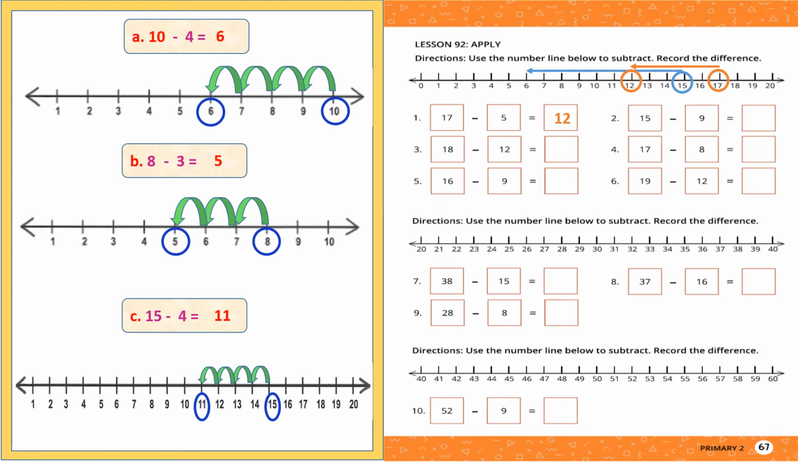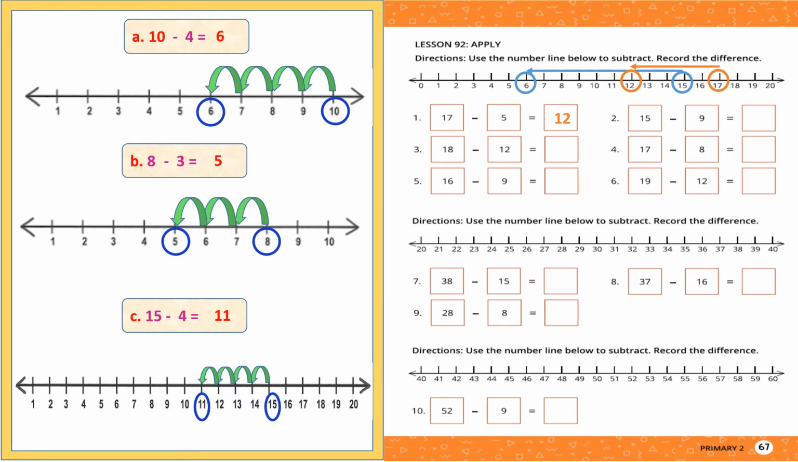Question number 5. 16 minus 9 equals what? We started at 16 and we will count back 9 steps. 1, 2, 3, 4, 5, 6, 7, 8, 9. We stopped at what? We stopped at 7. So 16 minus 9 equals 7.